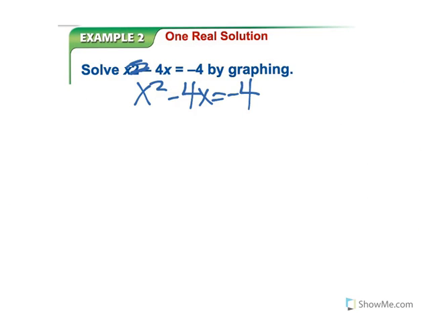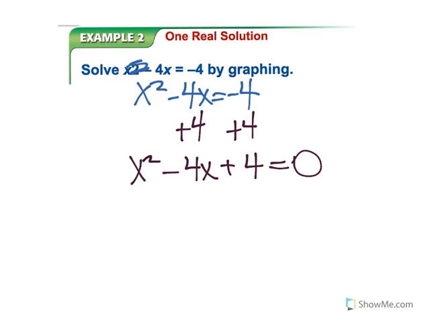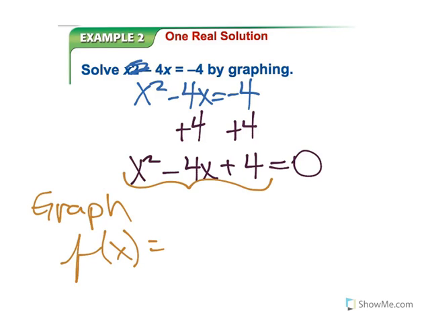Alright, so example 2. We have solve x squared minus 4x equals -4 by graphing. Before we can do anything, we actually need all the terms to one side, and it has to be equal to 0. So we're going to take my -4 and move it to the other side. And we're going to get x squared minus 4x plus 4 equals 0. Now you can actually take this and plug it into your calculator, and you go to the graph, and then you plug in, and it'll say f of x equals, and then you plug in all of this, but you do not plug in the equal 0.